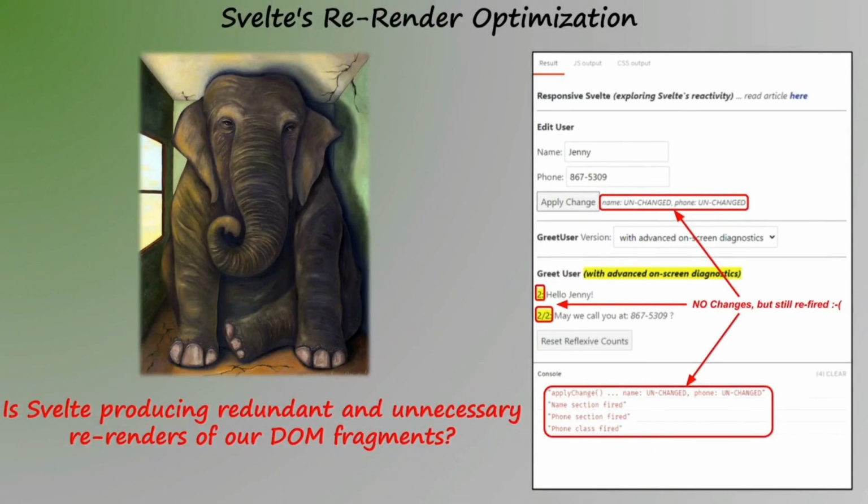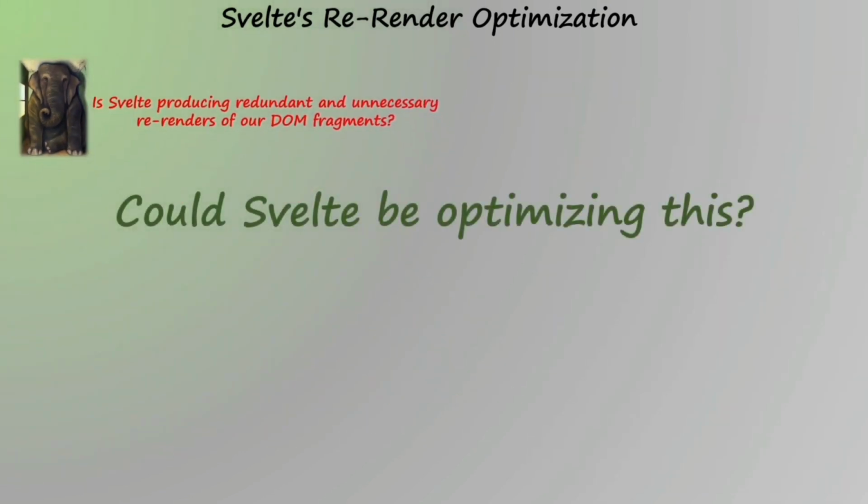Okay, let's come back to our earlier million-dollar question, and that is Svelte producing redundant and unnecessary re-renders of our DOM fragments? It occurred to me that just because Svelte decided to re-execute my HTML snippet doesn't necessarily mean that it resulted in a DOM update. Could it be that Svelte further optimizes this process by ensuring the result of an HTML snippet actually changed? If you think about it, this makes a lot of sense for Svelte to do, and there are two reasons which we have already seen.